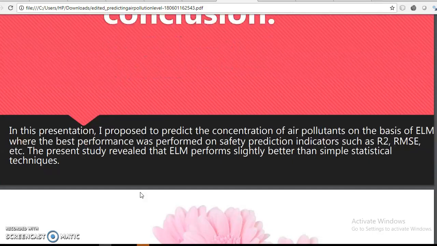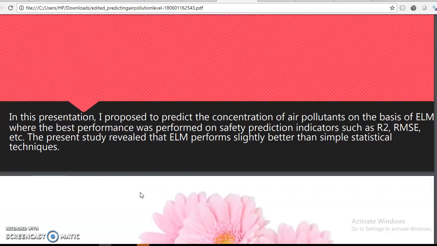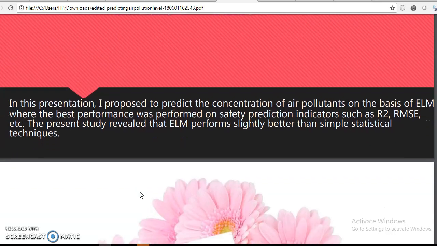So lastly, in this presentation I propose to predict the concentration of the air pollutants on the basis of different algorithms, in which ELM is the best learning method, with the best performance based on prediction indicators such as R2 and RMSE. R2 is the adjusted R square value, and RMSE is the root mean square error. The present study revealed that ELM performs slightly better than simple statistical techniques.